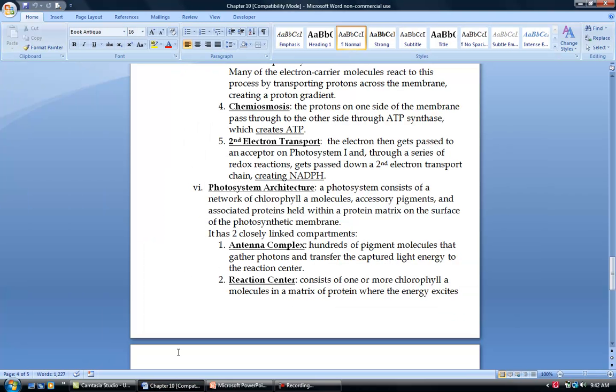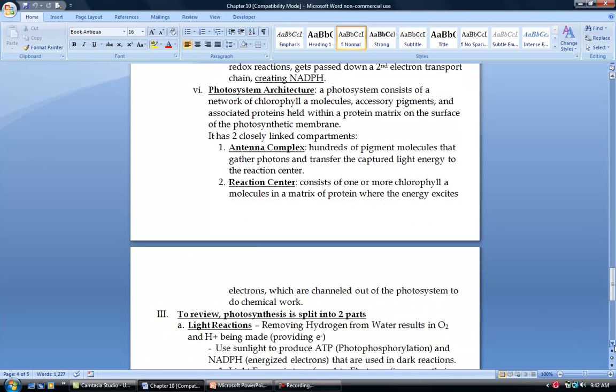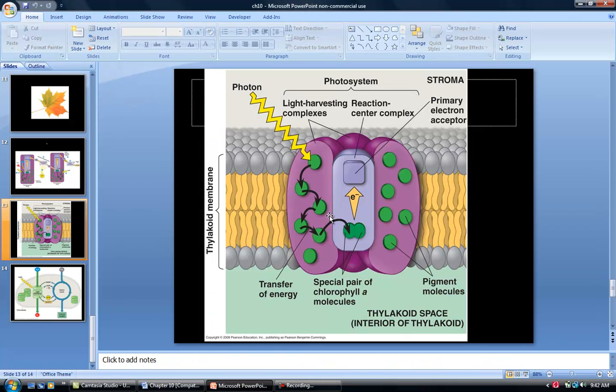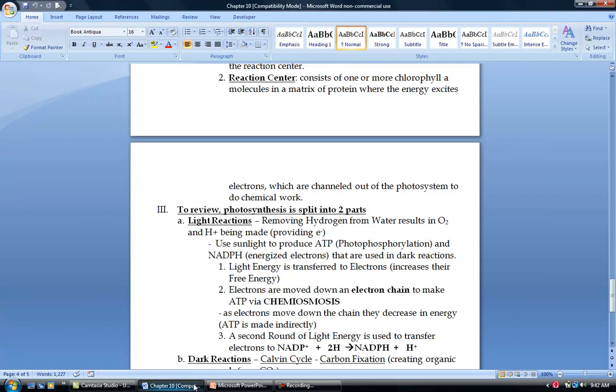Now the other part of it, that center part, is called the reaction center. And so that's where the energy is going to excite those electrons, and then they're going to get channeled to do their chemical work, which is the electron transport chain. So this light purple stuff right here is the reaction center complex. So the dark purple is going to be the antenna complex, and the little center part is going to be the reaction center. All right.